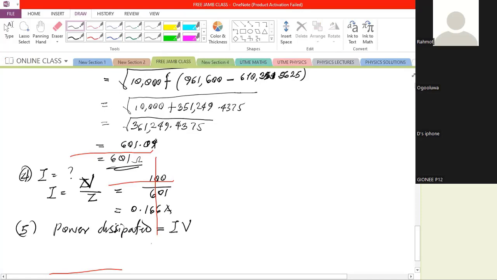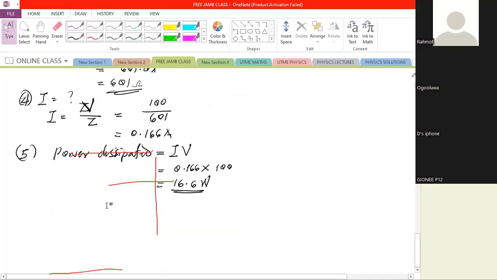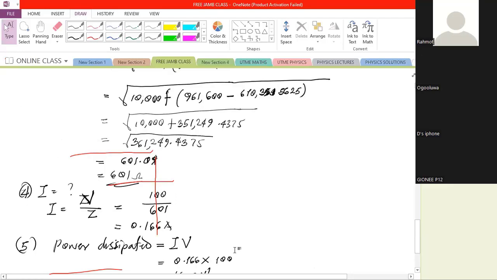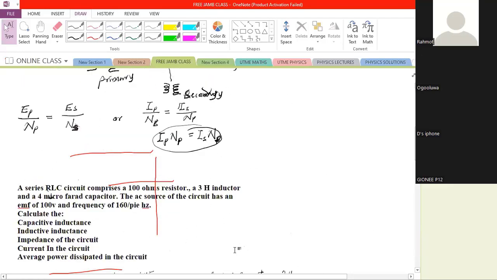That's IV, which is 0.166 times 100, which is equal to 16.6 watts. Mind you, this thing will go off in the next 5 minutes because I'm not using the original version. So this is the end of the solution of the question.